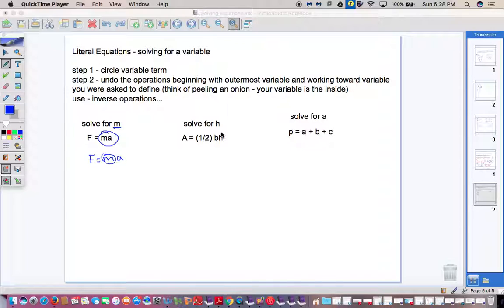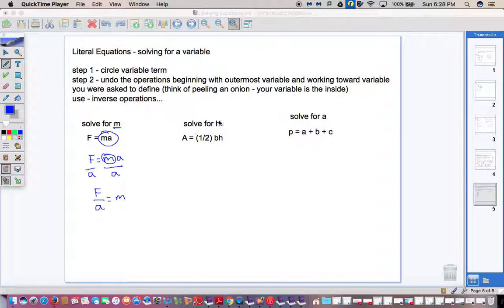So now we need to do the inverse operation to get m all by itself. The inverse of multiplying would be divide. So I'm going to divide both sides by a. When I do that, I have force divided by acceleration is equal to m, or F divided by A equals m. Now, we want you to use the fraction bar as division. We want you to recognize that the fraction bar does mean to divide.